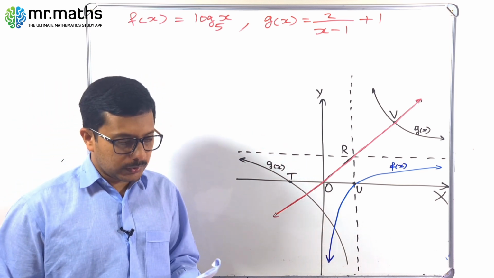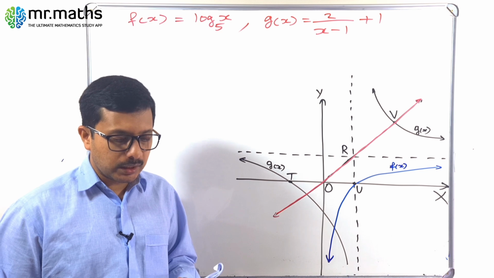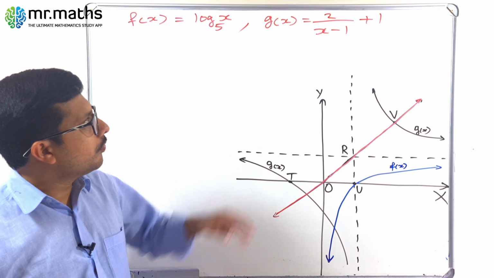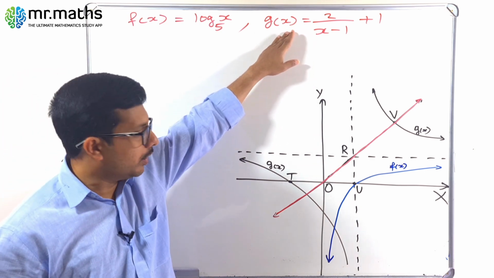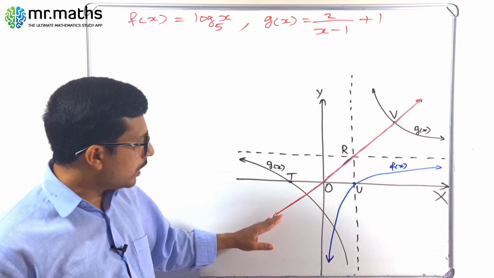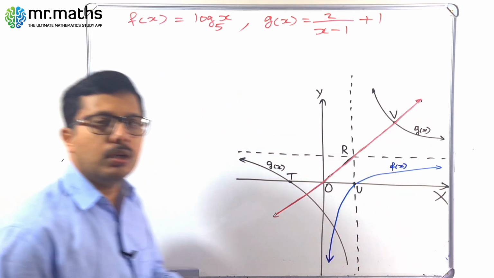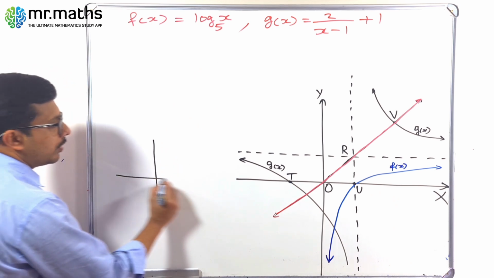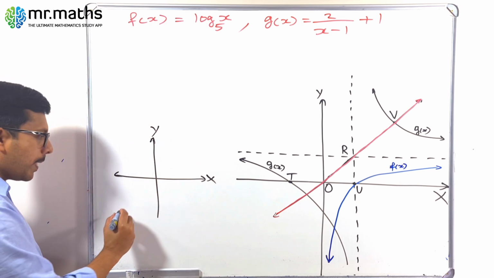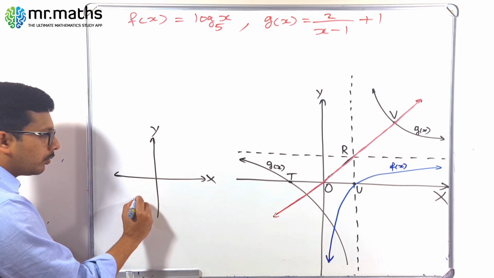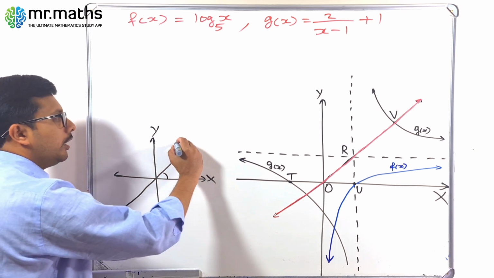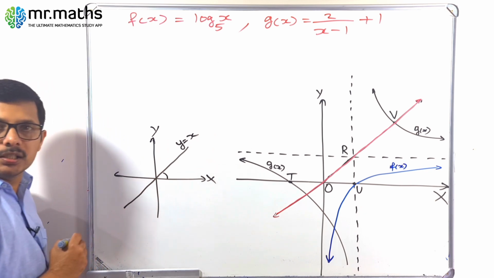Now the line y is equal to x intersects the asymptotes of g at R. For this g of x, which is a hyperbolic graph, these dotted lines are the asymptotes. And they are saying that there is a line y is equal to x. You know what this y is equal to x is? For example, assume this is the x axis and this is the y axis. If there is a line passing through the origin at an angle of 45 degrees, the equation of that line is y is equal to x.